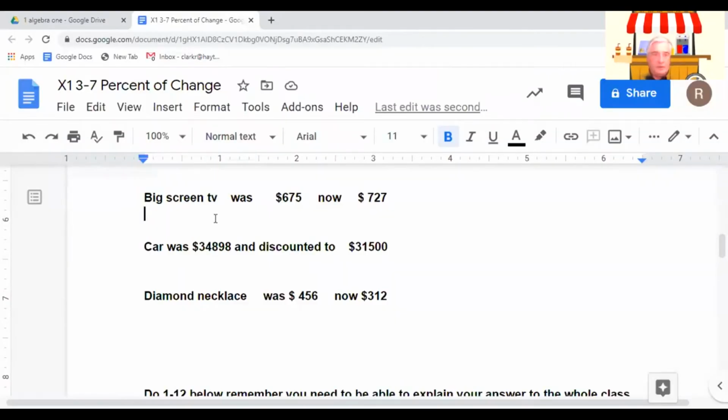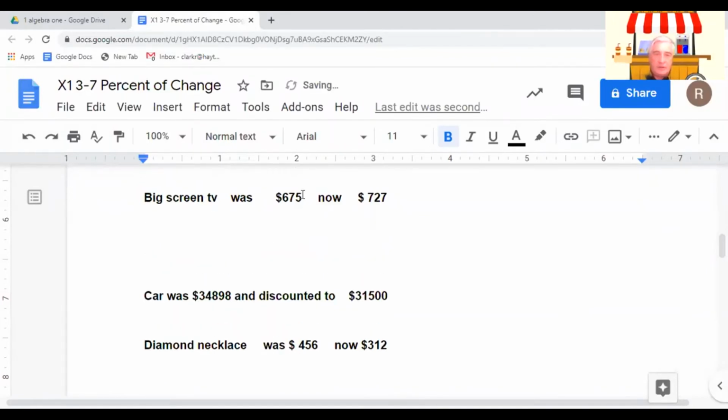Here's my next example. We have a big screen TV. It was $675. It's now $727. It was on sale. Now they put it back in the store at the regular price. Now, when we subtract 675 from 727, this is an increase of $52. We divide it by the original cost of the TV, $675. We come out with 0.077, but we want a percent. So we're going to move it 2 to the right, and we get 7.7%.